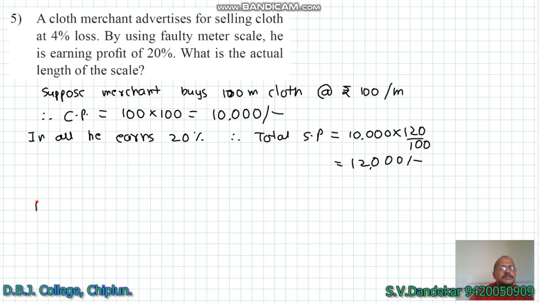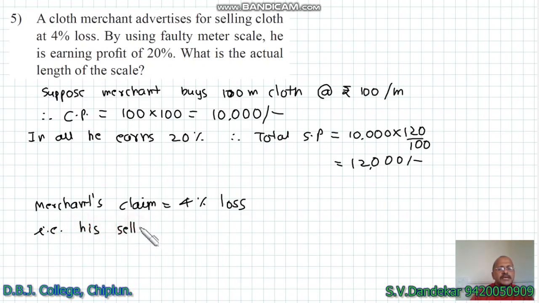Now merchant's claim is 4% loss, that is his selling price is 96 rupees per meter.